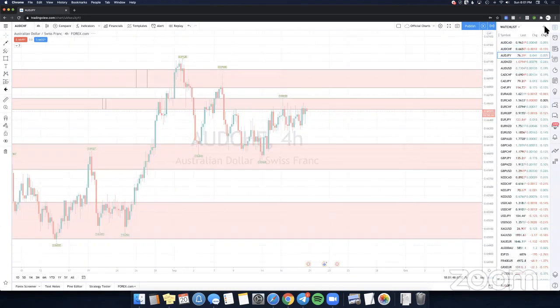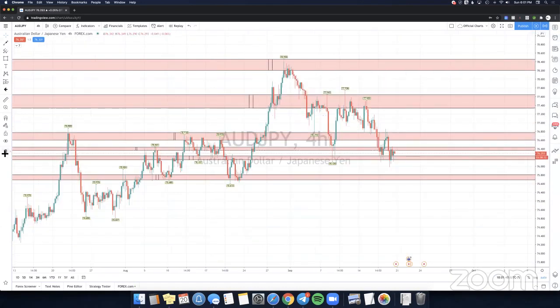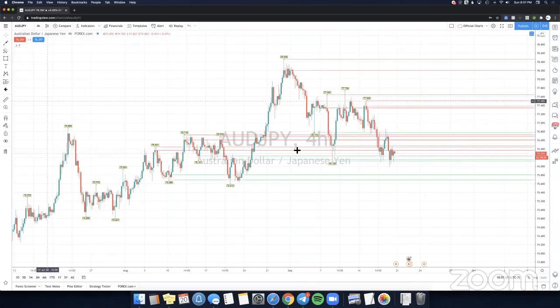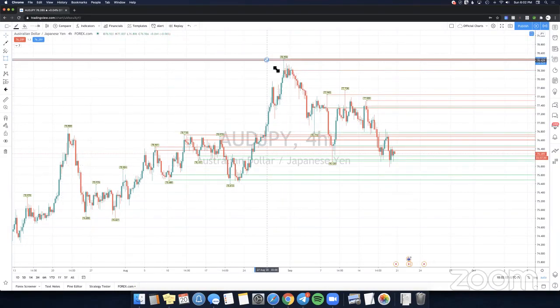Next pair is AUD JPY. I'm going to do the same thing here. Delete the zones. Turn on the K2SR version 2. And then check this real quick. All right, cool. So we'll get the rectangle tool out right here. Draw this upper zone.